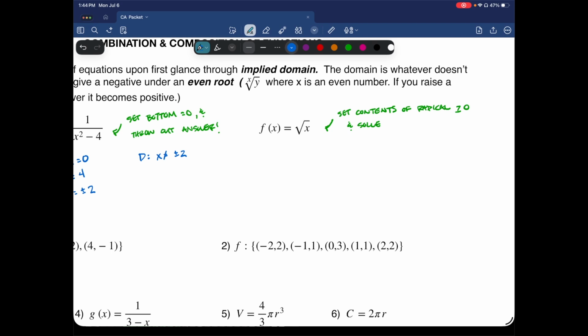Now, for a radical, I'm going to set the contents of the radical greater than or equal to 0 and solve. If you end up with a radical in the bottom of a fraction, it's just greater than 0 because I can't have it equaling 0 in the bottom of the fraction. So x is greater than or equal to 0. There is no throwing it out or anything like that. So that's my domain in a situation like this.